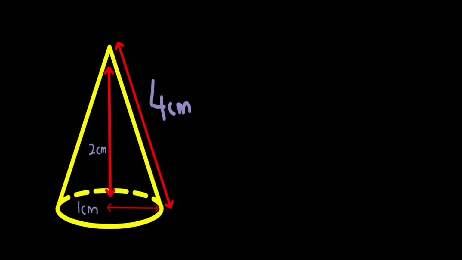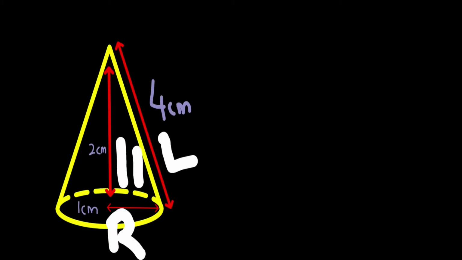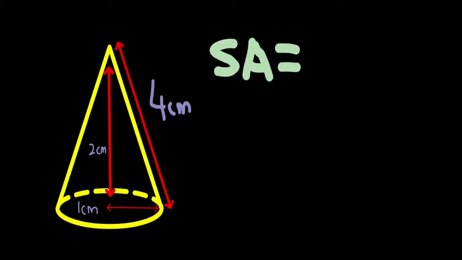Here is a cone, and the dimensions are 4 centimeters as the length, 2 centimeters as the height, and 1 centimeter as the radius. To find the curved surface area of the cone, we must apply the equation of pi times radius times length.